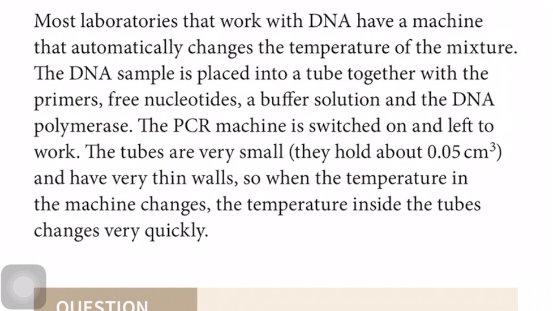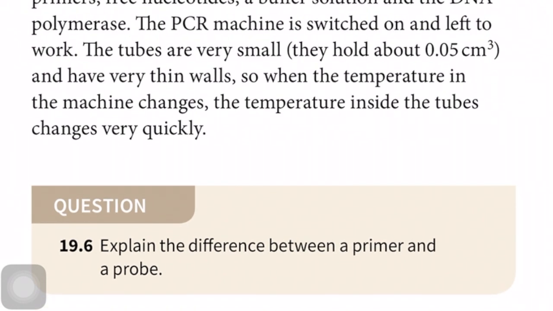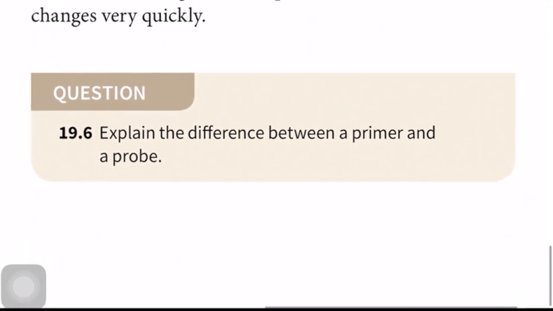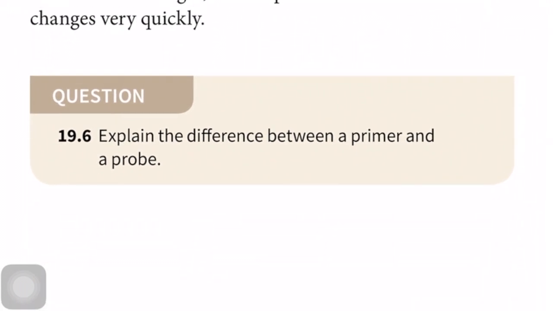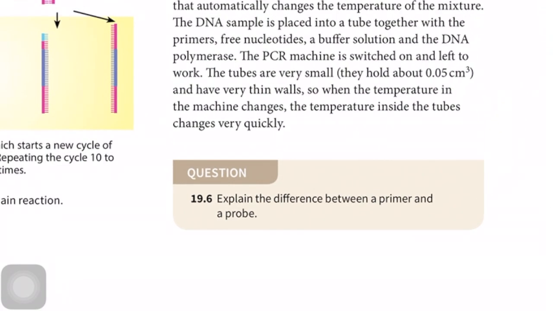Yes. The DNA sample is placed into a tube together with primers, free nucleotides, a buffer solution, and the DNA polymerase. Why buffer solution? To keep the pH of the solution constant. The PCR machine is switched on and left to work. The tubes are very small with a very thin wall, so the temperature in the machine changes. The temperature inside the tube changes very quickly because thin walls means transfer of heat is faster, either out of the system or into the system.